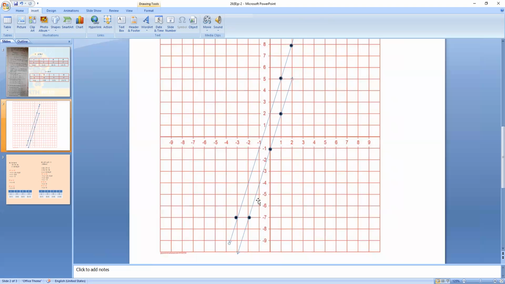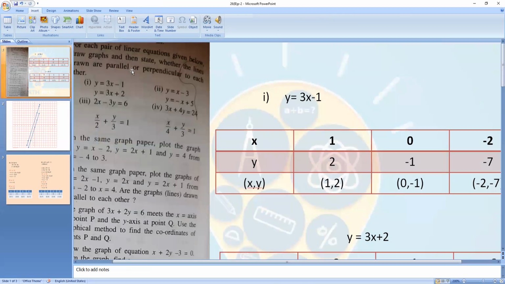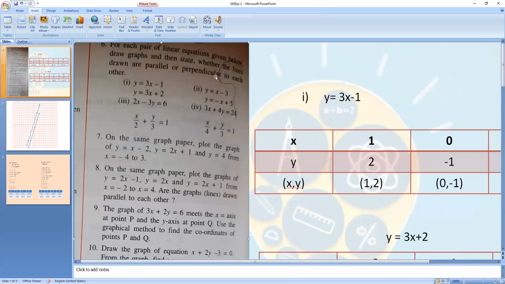Clearly, we can tell these two are parallel. So they are asking that one only, right? The question they are asking is whether the lines drawn are parallel or perpendicular to each other. So first one, they are parallel to each other. The second one also you can take it as same.